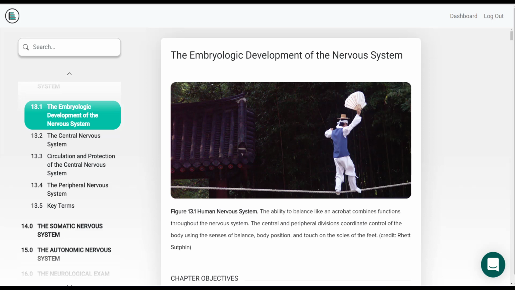In today's discussion, we're going to be looking at Module 13.1 and 13.2. We'll spend just a moment looking at the embryological development of the nervous system. It's always important to be somewhat mindful of how these systems and tissues are formed. And then we'll spend most of our time looking at 13.2 on the central nervous system, where I will introduce to you the brain and the spinal cord.